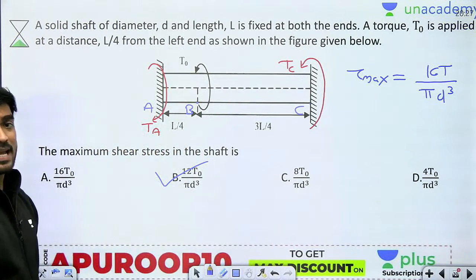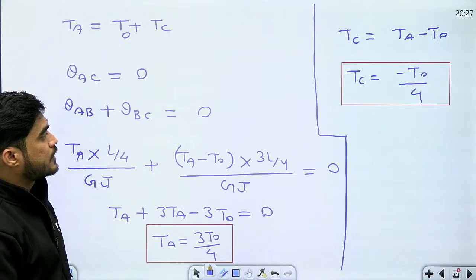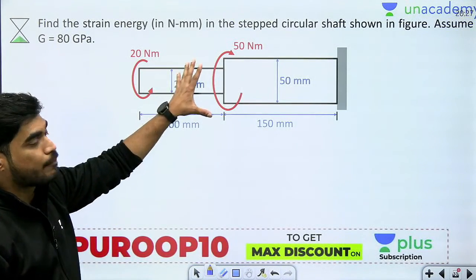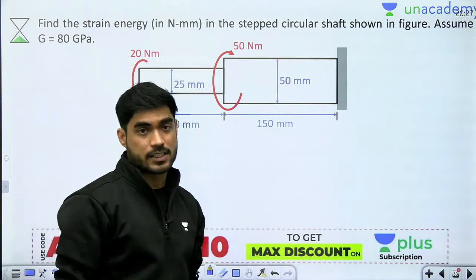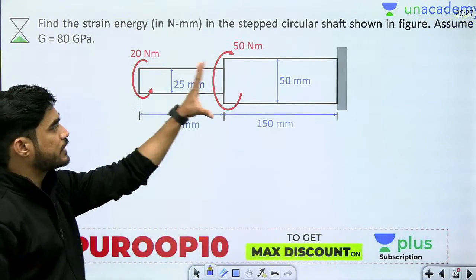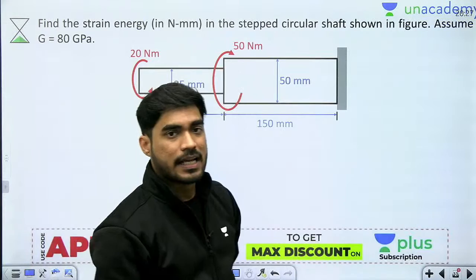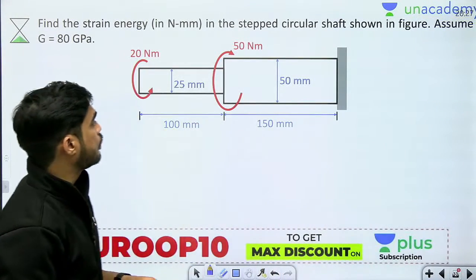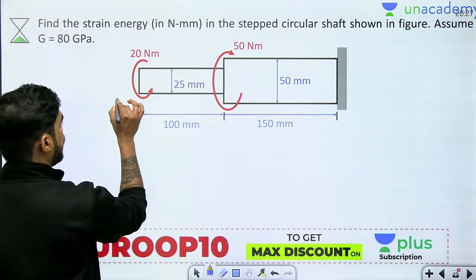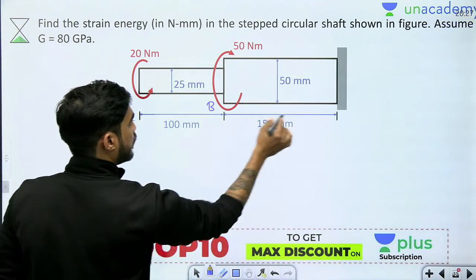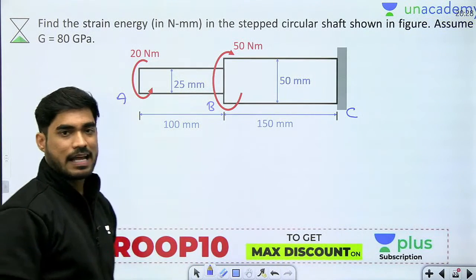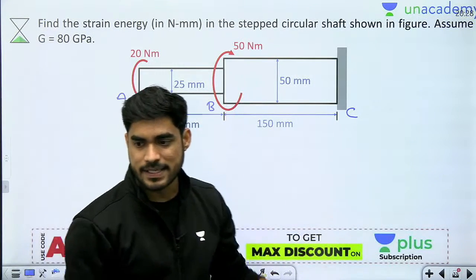So let's move on to the next important question. The next expected question is based on calculation of strain energy. Let's say we have a stepped shaft subjected to torque and we need to find strain energy. Let's say this is A, this is B, this is C. In order to calculate strain energy, I will have to consider AB and BC separately.